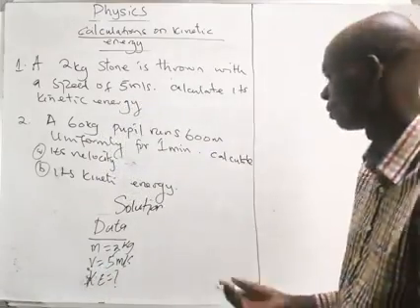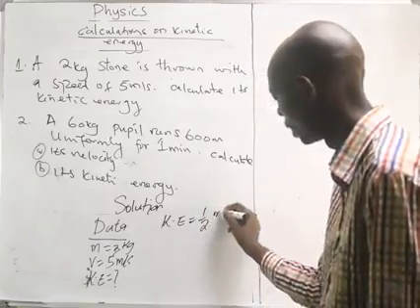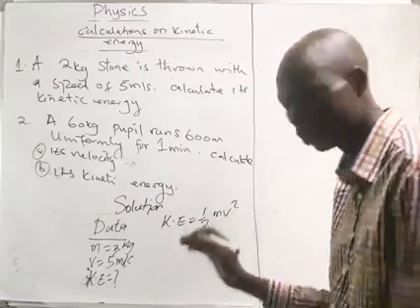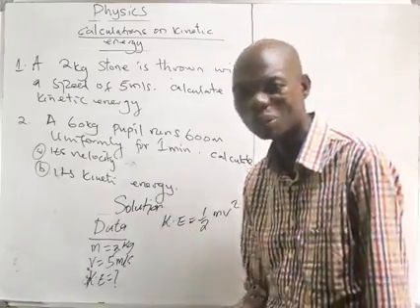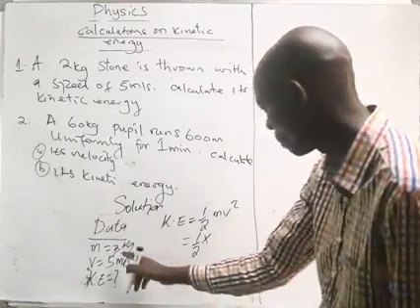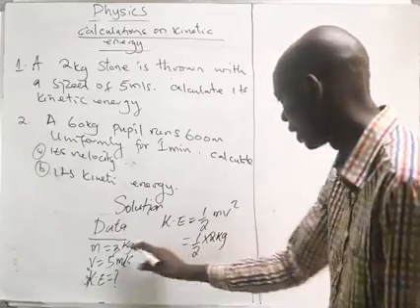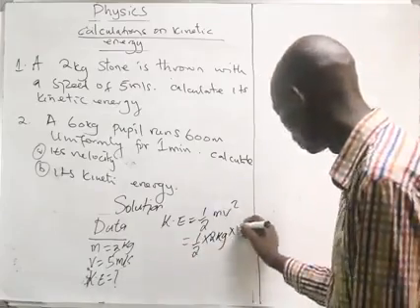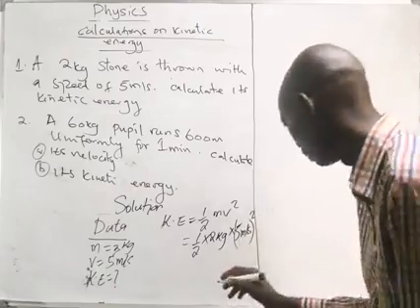So finally we can use kinetic energy as half mv squared. Please write the correct formula when you are doing this. If you don't write the correct formula, it will be very difficult for you to get the answer. Not even difficult, it will be impossible to get the correct answer. So it will be half, you multiply by the mass, which is 2 kg, then you multiply by the velocity, which is 5 meters per second. Don't forget to square it.